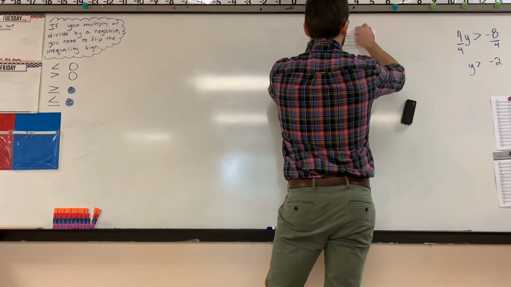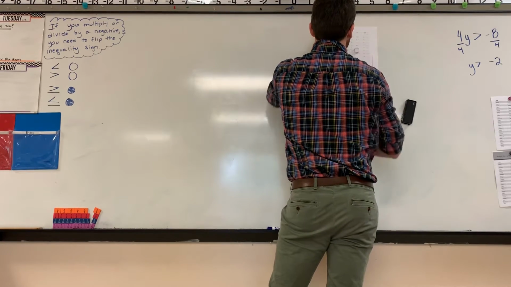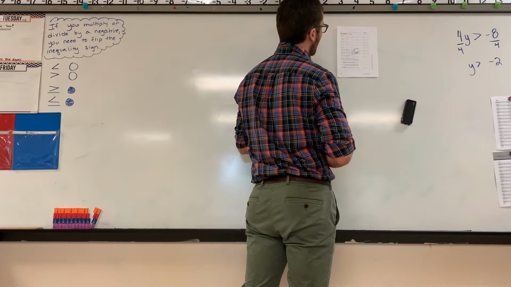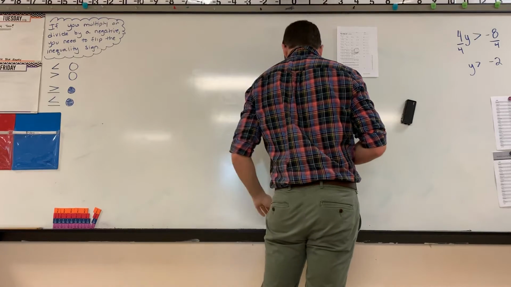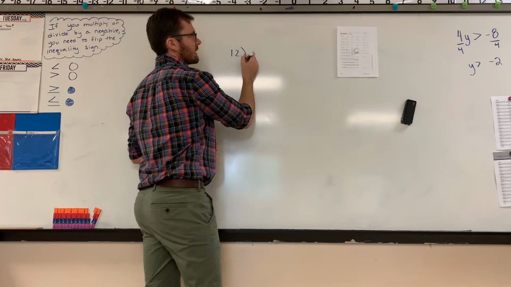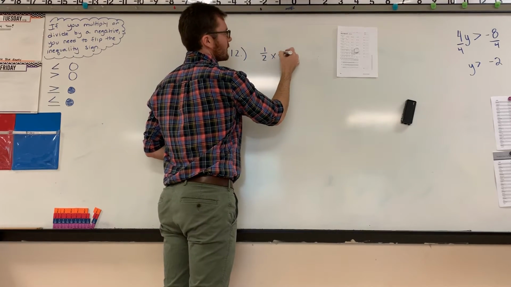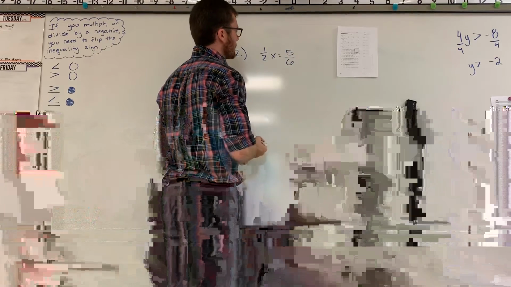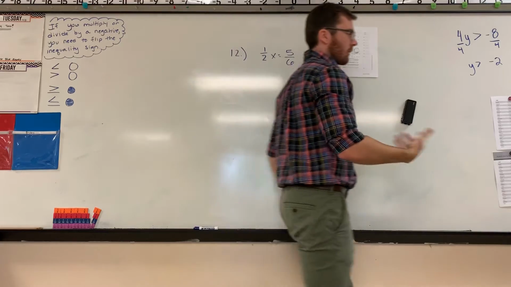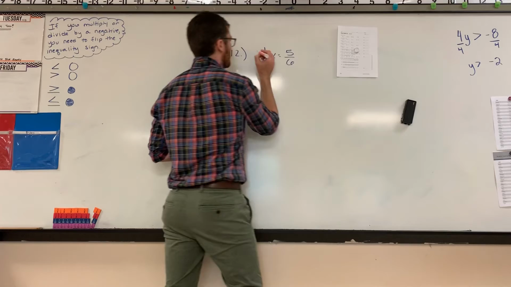Number, let me see, the one that caused us a little bit of trouble. Let's take a look at number 12, because it has 2 fractions, and that scares people sometimes. I've got half times x equals 5/6, okay? Just a moment ago, we talked about getting rid of fractions. Well, how are we going to get rid of that fraction? I'm going to multiply by the reciprocal.